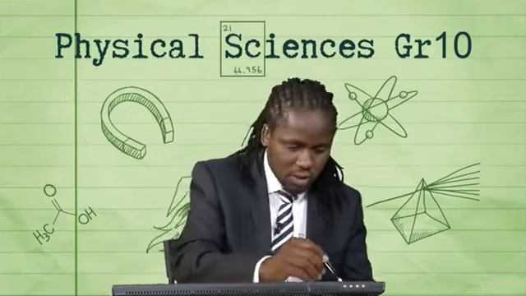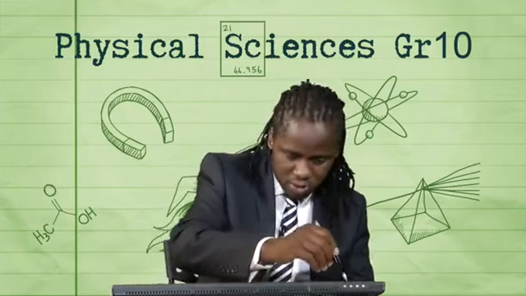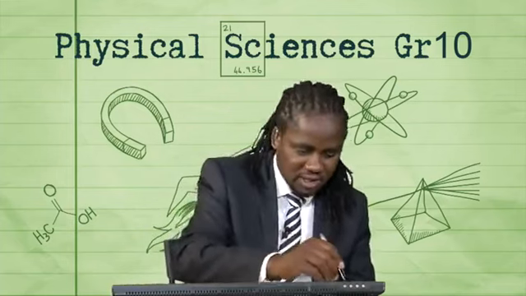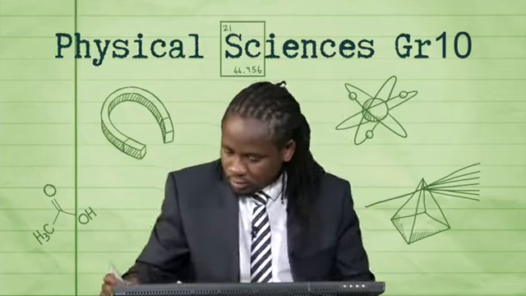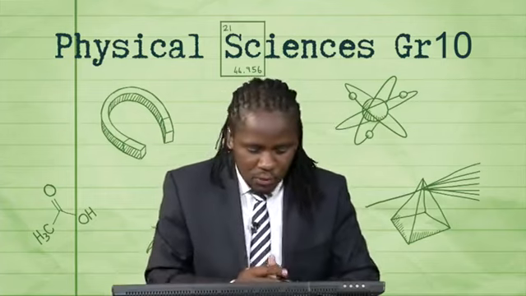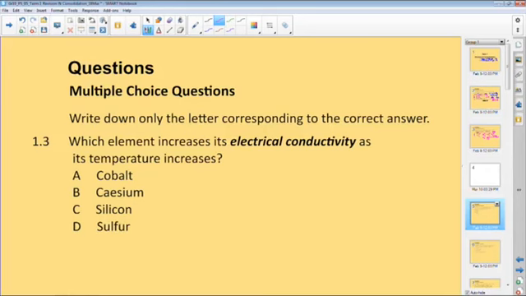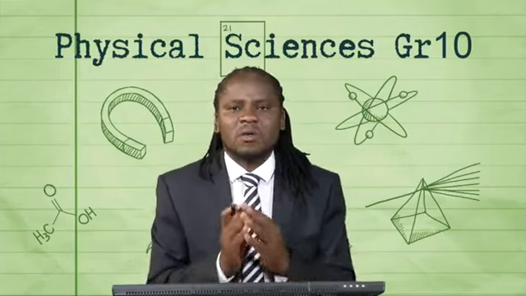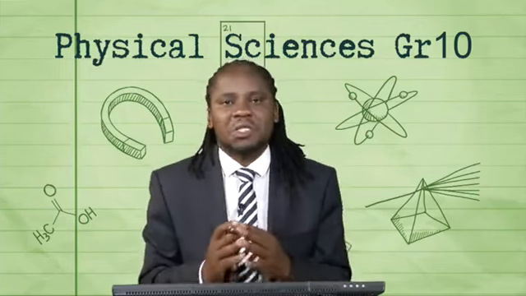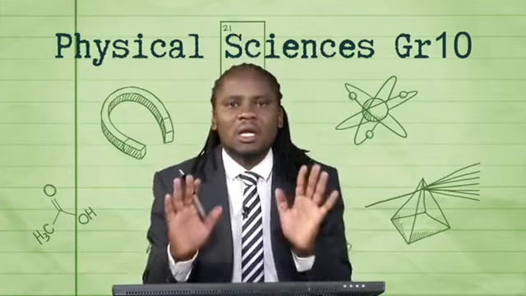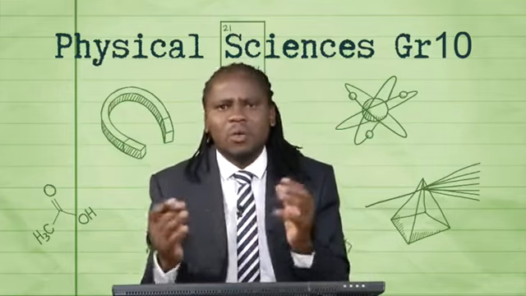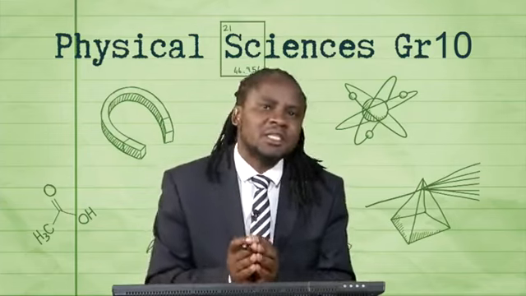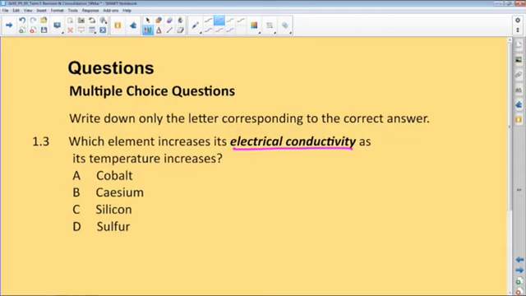If we can go to the next question, multiple choice. Surely now we've mastered the skill. Okay, it says, which element increases its electrical conductivity as its temperature increases? Now, this is very much straightforward, if I may indicate. Remember, electrical conductivity that changes with temperature has to do with a particular class or collection of elements in the periodic table, which we call the metalloids.